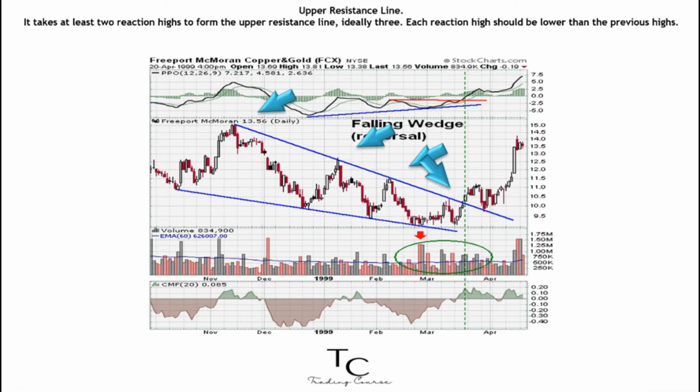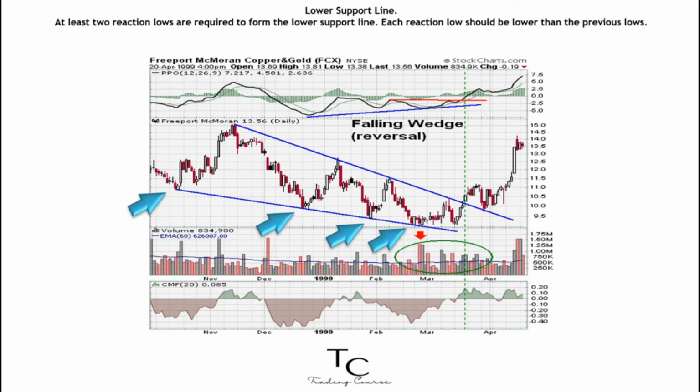Upper resistance line. It takes at least 2 reaction highs to form the upper resistance line, ideally 3. Each reaction high should be lower than the previous highs. Lower support line. At least 2 reaction lows are required to form the lower support line. Each reaction low should be lower than the previous lows.